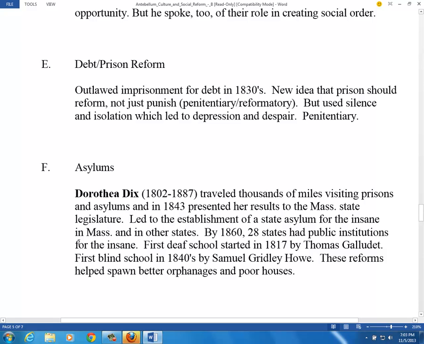Especially, she was in Massachusetts, but because of what she did there, it led to, again, if you know anything about state asylums in the 1800s and 1900s, they still were not good places. But it was better than just putting them in a prison with criminals, so that we were moving towards something more humane, even though they were still pretty horrible places.